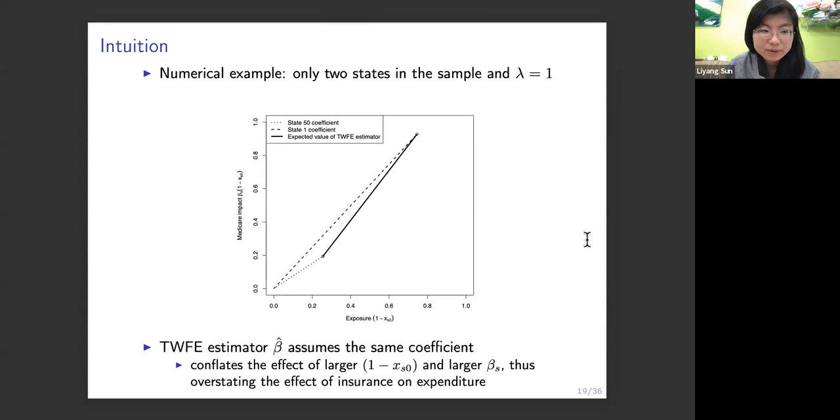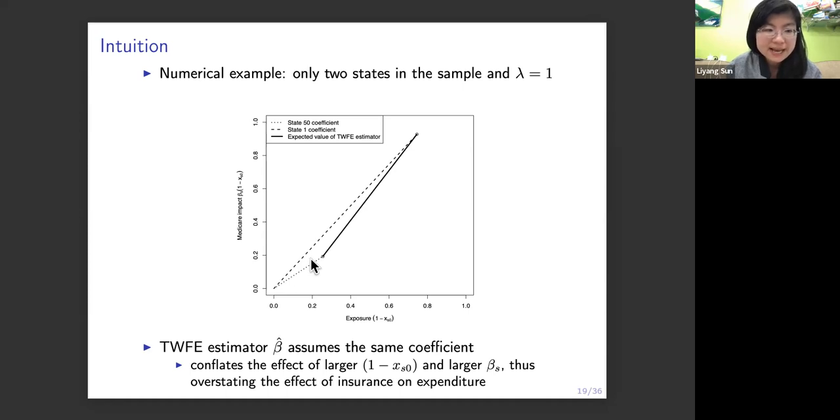As a concrete example, let us revisit the numerical example with lambda equal to 1, but focus on the situation where the sample only includes two states, state 1 and state 50. Here, state 1 experiences a larger increase in insurance coverage due to Medicare, but also a larger change in expenditure for a given change in insurance coverage, visualized as a steeper slope than state 50.